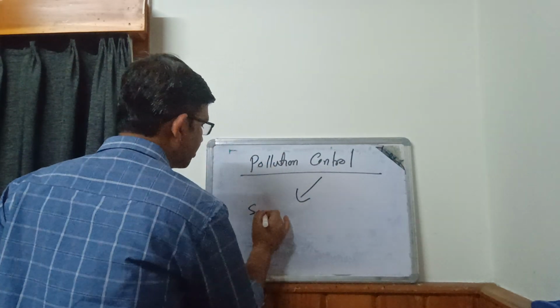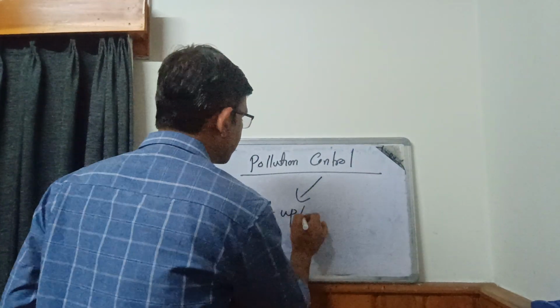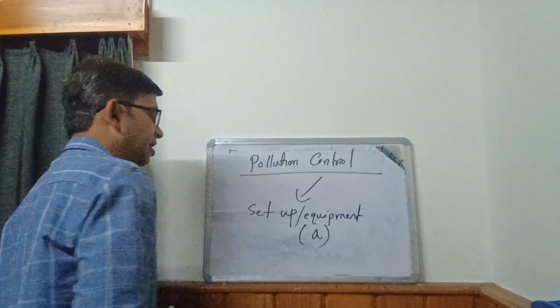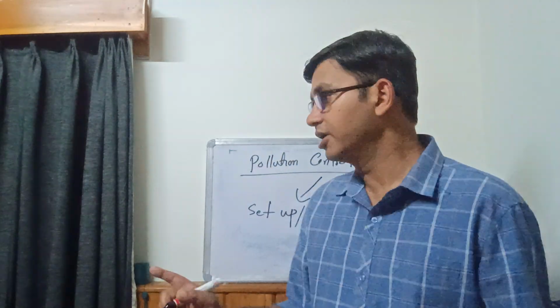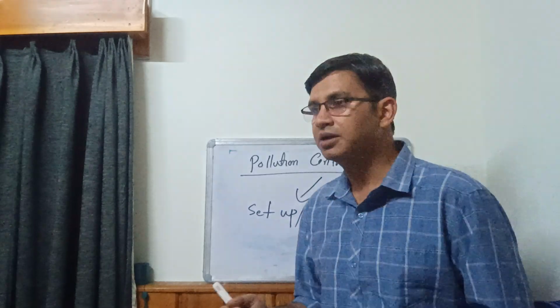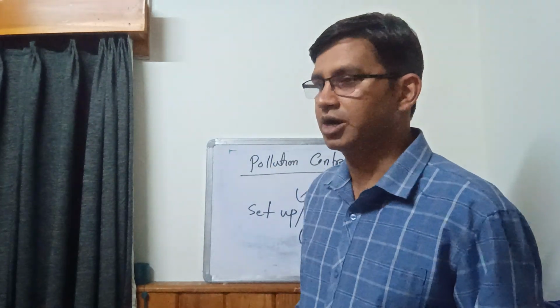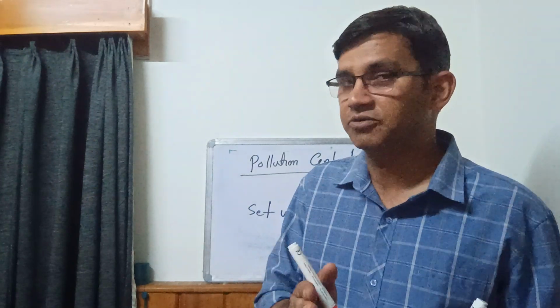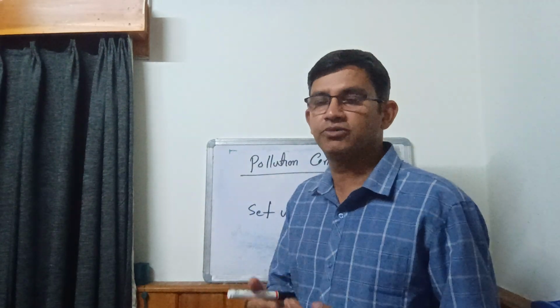So number one, what we call the setup for abatement, or what we say setup or the equipment. We call it A. So this is the first thing. So this setup or equipment, that is observable by the regulator. So the regulator can easily observe what setup the polluter is installing, what machineries are being purchased by the polluter, what pollution control unit they have set up. This is completely observable.